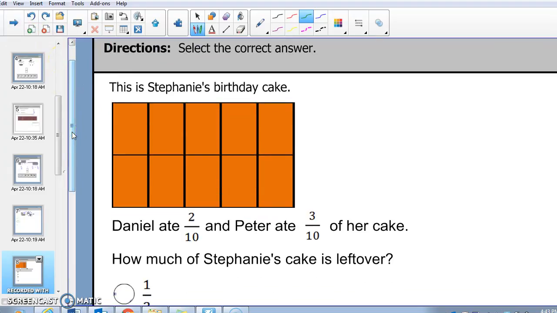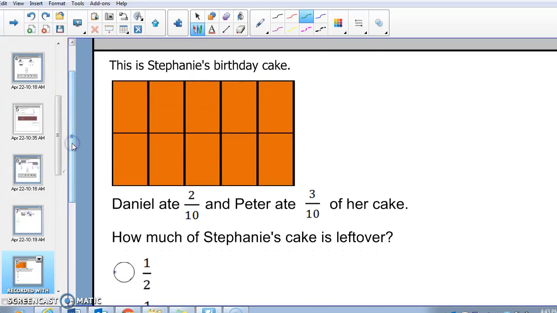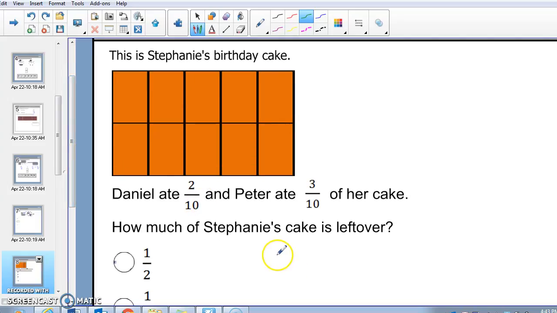This is Stephanie's birthday cake. Daniel ate 2/10 and Peter ate 3/10 of her cake. How much is left over? So if we're having someone eat it, it's left over. Are we adding or subtracting? Good, we're going to subtract from our total here, okay? So let's make sure we have 10. 2, 4, 6, 8, 10.